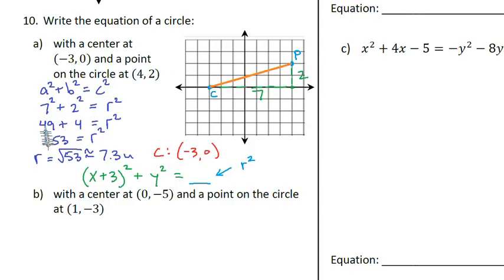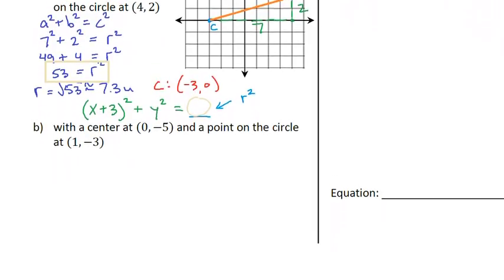This actually makes my problem a little bit easier. In fact, I didn't need to find out the value of r. In that case, I had r squared already. I didn't need to actually square root it. So this will be (x plus 3) squared plus y squared equals 53. Let's put a little circle here just to remind you that you should be writing 53 in this spot right here. All right. Letter B.